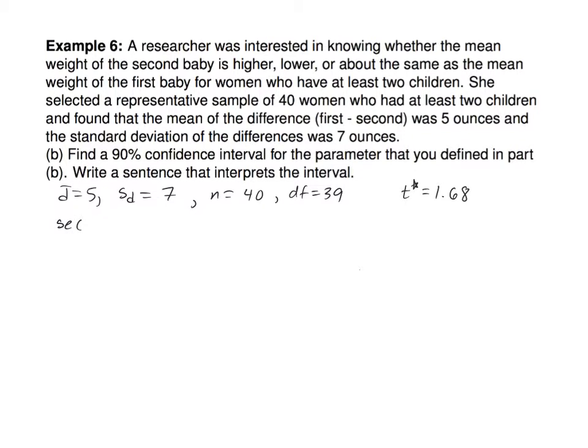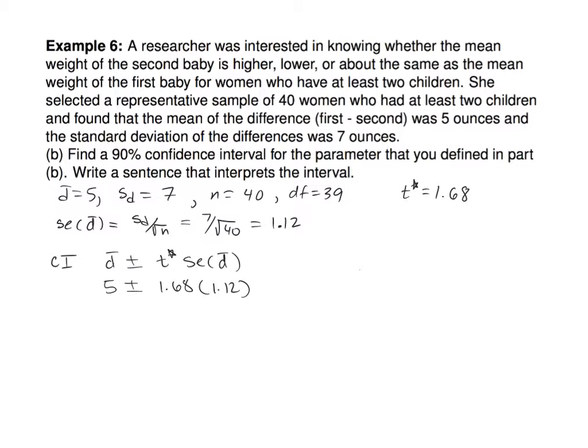Okay, and we also are going to need the standard error of D bar, which is SD over root N, which is 7 over root 40, or I got 1.12. So then our confidence interval is D bar plus or minus our T star times SE of D bar, or 5 plus or minus 1.68 times 1.12. So I got 3.12 to 6.88.